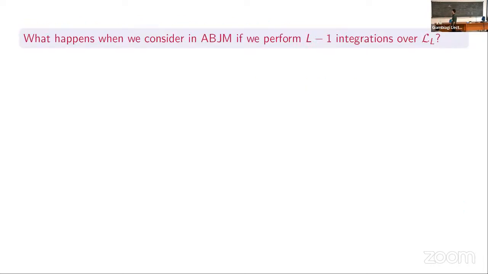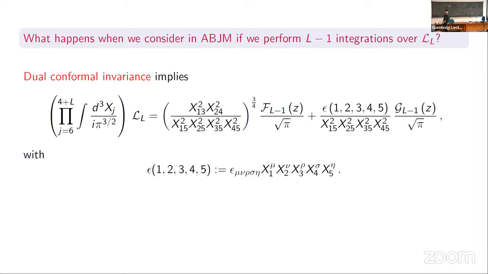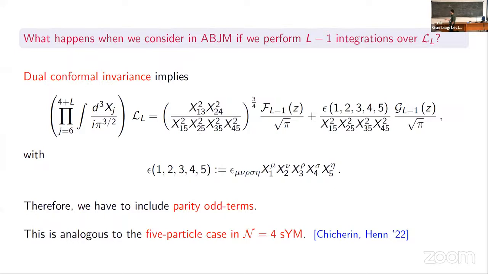So what happens if we take the integrand at L loops for the logarithm of the amplitude and we perform all but one of the loop integrations? Dual conformal invariance in ABJM constrains the result to have this form. Here we can note that there is a parity-even term quite similar to the one in N=4 super Yang-Mills, but we also have a parity-odd term given by this contraction with the epsilon Levi-Civita tensor. This is quite similar to what was observed for the five-particle case in N=4 SYM. Here in ABJM, we are studying the four-particle case.